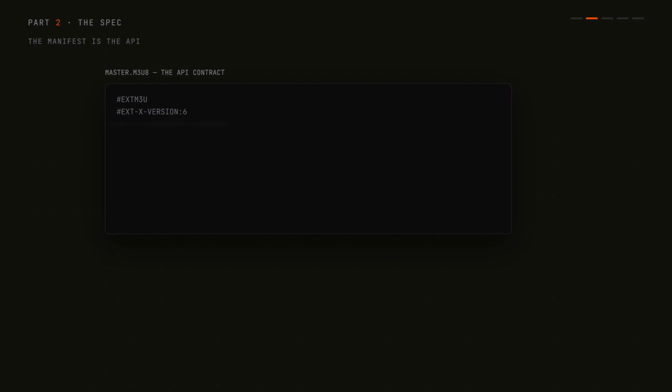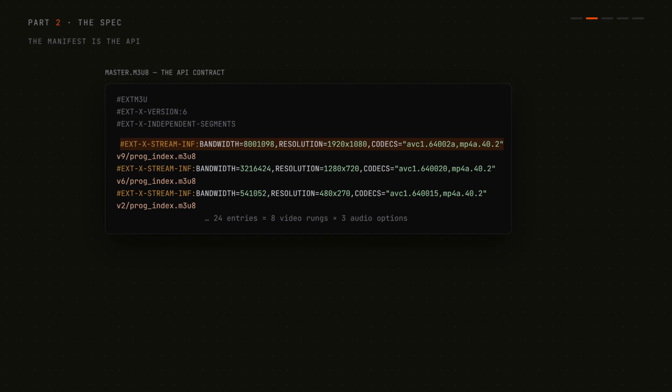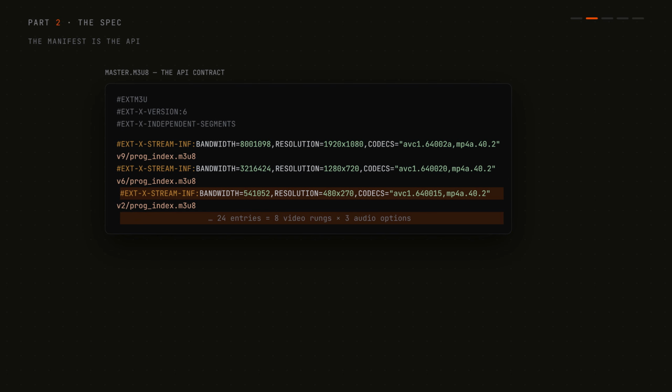Which brings us to the contract. And there isn't a REST endpoint in sight. This is a master playlist, the real one, from Apple's public test stream. Every entry is a rendition, its bandwidth, its resolution, its codecs, and where to find it. 24 entries in this one, which is not 24 qualities. It's 8 video rungs, offered against 3 different audio options, and the client picks one of each.